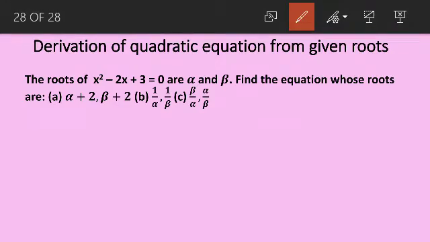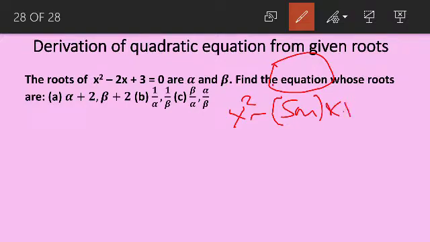Okay, so we have another form the question can be asked. We are given that the roots of x squared minus 2x plus 3 equal to 0 are alpha and beta. Find the equation whose roots are a, alpha plus 2 and beta plus 2. Remember, we are asked to find the equation, and we know what our equation is: x squared minus the sum of the roots x, then plus the product equal to 0.